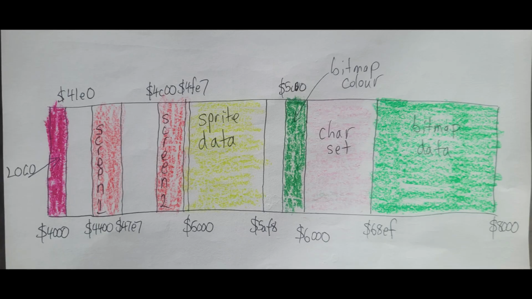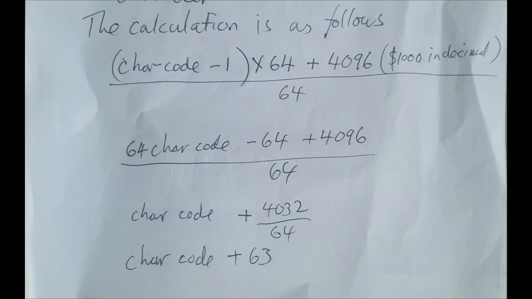The scroller routine works as follows. The program gets the character code for the letter about to scroll onto the screen from the right. It then subtracts 1 and multiplies by 64 to find the correct chunk of sprite data. Then we add the $1000 offset from the start of the VIC bank. This is 4096 in decimal.